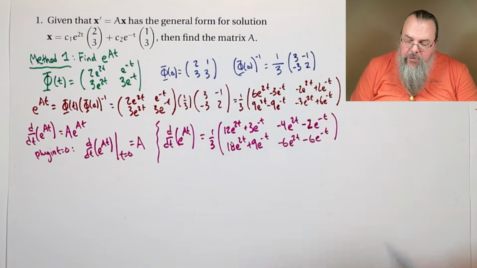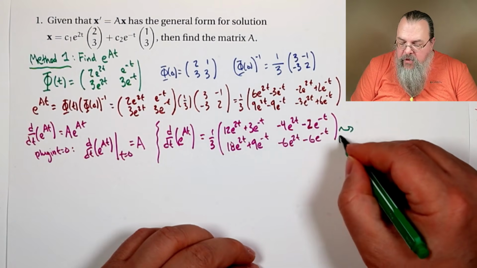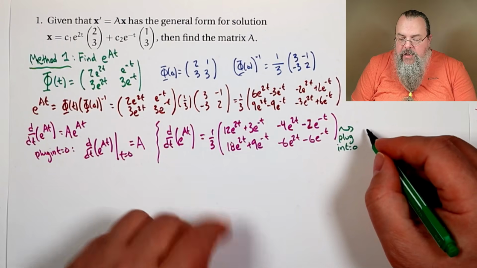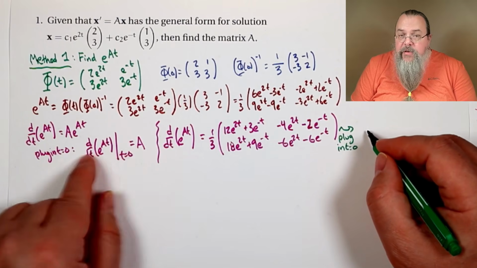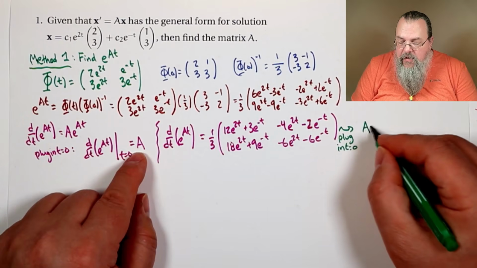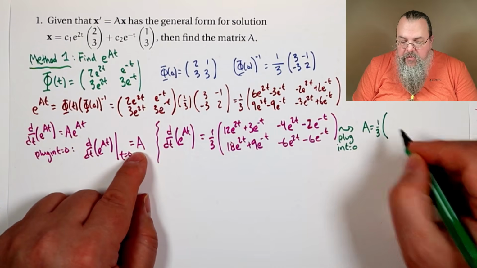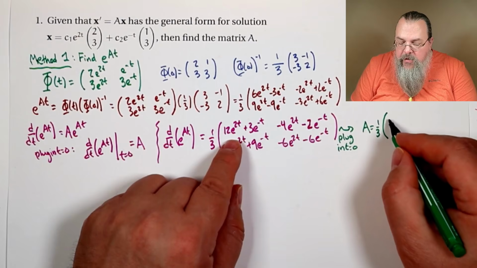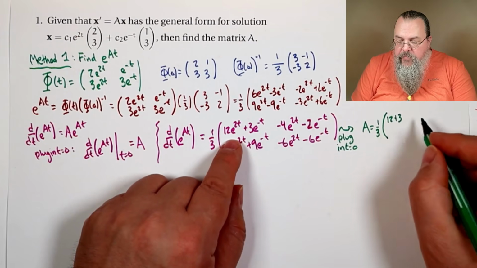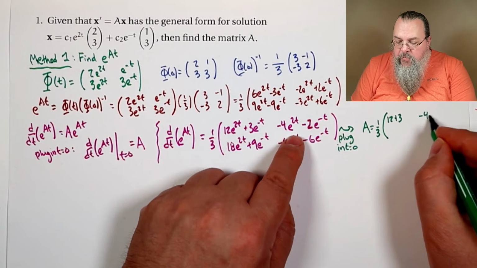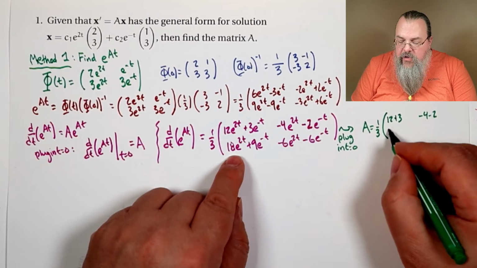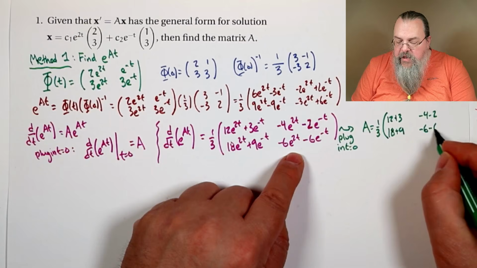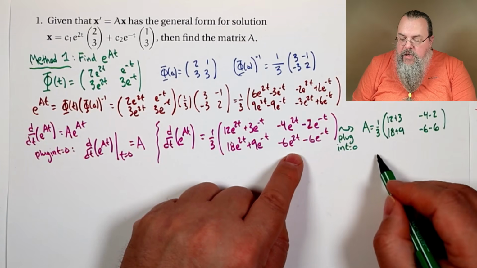Okay, so we're going to plug in t equals 0, and we get that A, right? Take the derivative, plug in 0. A is 1/3 times, and e to the 0 is always 1. So we have our 12 plus 3, our minus 4 minus 2, our 18 plus 9, and our minus 6 minus 6. Well, we can clean that up.